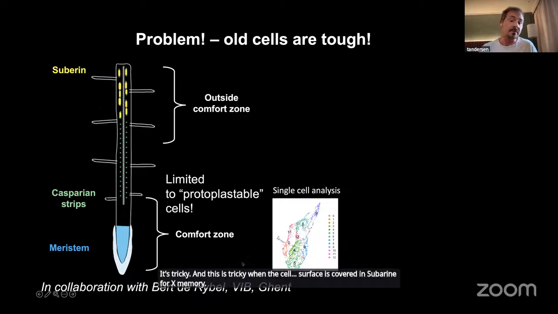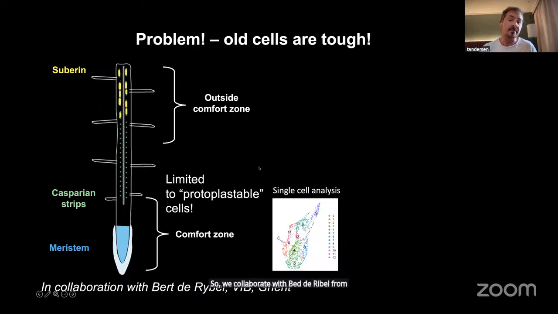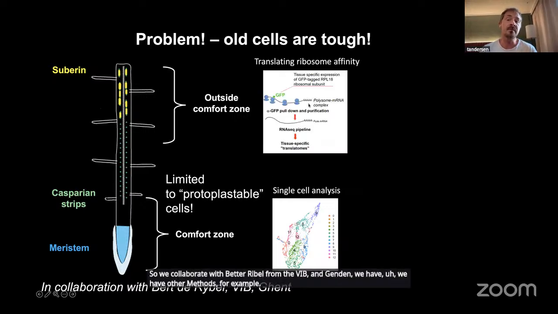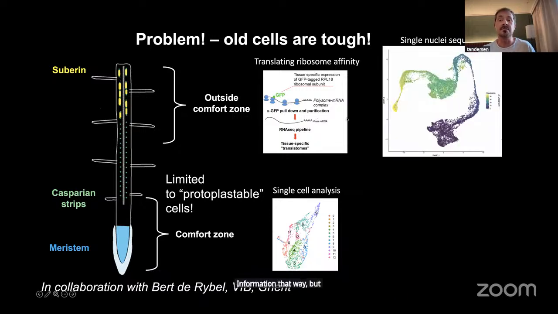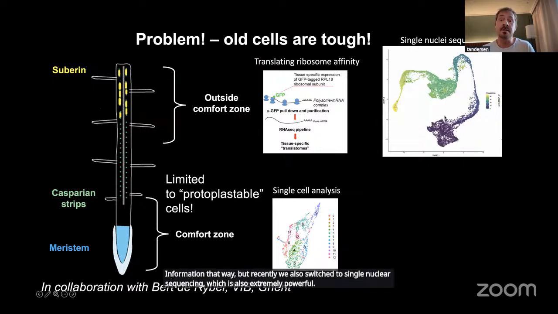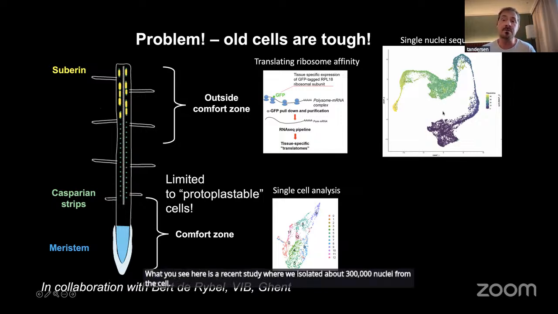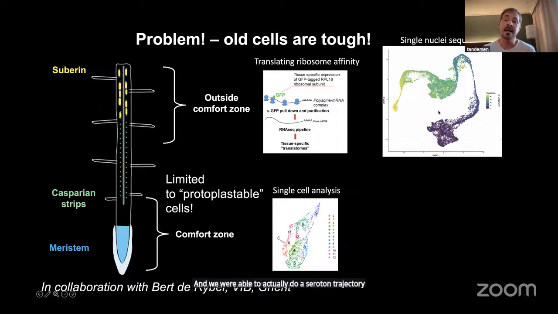So we collaborate with Bert De Rybel from the VIB in Ghent, and we have other methods. For example, we are using translating ribosome affinity purification, where we can express ribosome tags specifically in these old cells, and we can grind up the root and extract information that way. But recently, we also switched to single nuclear sequencing, which is also extremely powerful. What you see here is a recent study where we isolated about 300,000 nuclei from the root, and we were able to do a pseudo-time trajectory of the entire endodermal development.